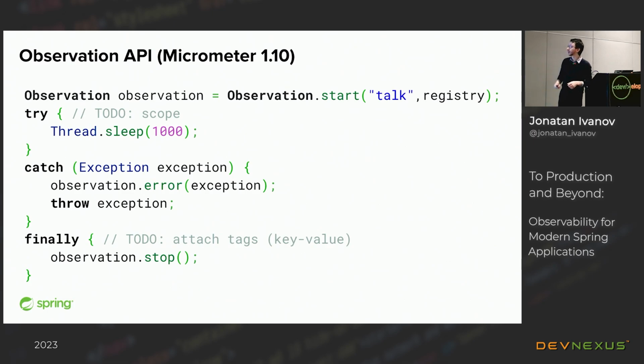But here, what you can do is basically you can create and start an observation. I'm just observing a thread sleep right here. You can also say, hey, if there was an exception, I want to signal that. I want to let those who will handle this know about it. And also, finally, let's stop that observation. And that's pretty much it.